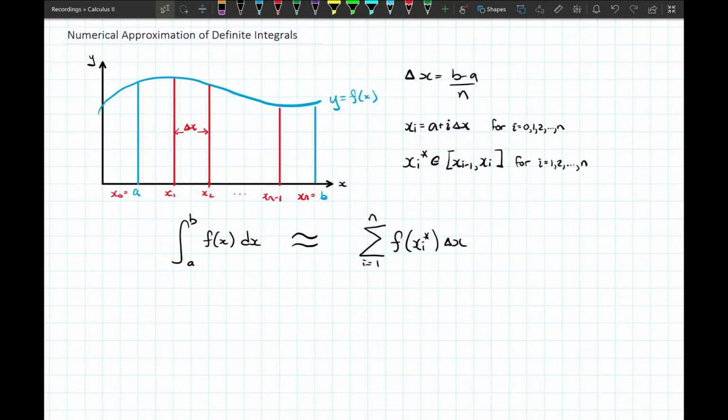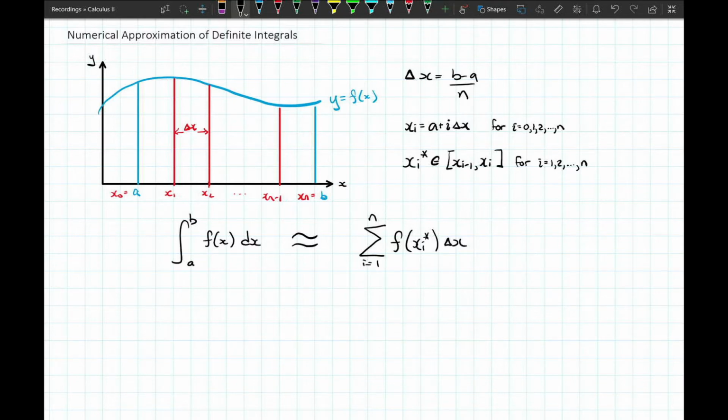And then each interval has endpoints xi, where xi are these values, a plus i delta x, for i equals 0 to n. So with i equals 0, x naught is just equal to a, and with i equal to n, xn is equal to b. And in between we have x1, x2, x3, x4, all the way up to xn minus 1 as the endpoints of each of these subintervals. Now, if we choose any xi star somewhere in each of those subintervals, then we can plug those in and have this Riemann sum, f of xi star delta x, summing from i equals 1 to n.